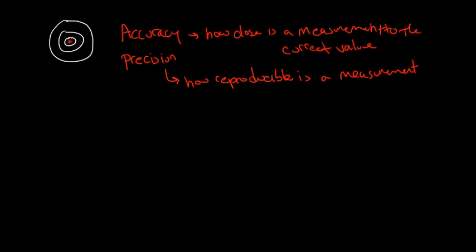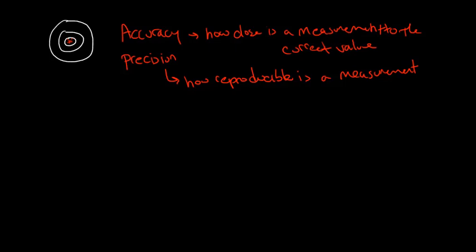So in this first example, we see that these 15 measurements all hit in roughly the same spot, and it's the correct spot, it's the bullseye. So that's really accurate. And they're also really precise because every single one of the arrows hit in about the same spot. So it's very reproducible as well.